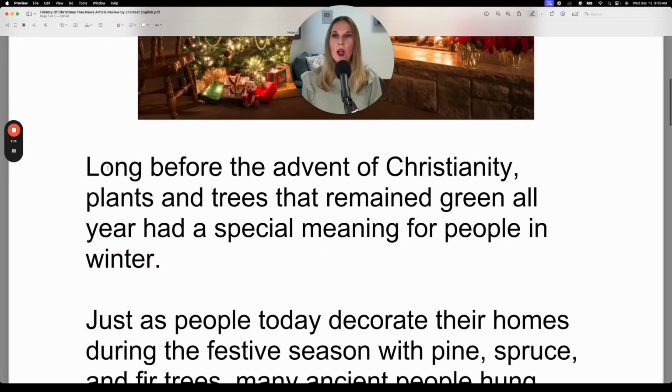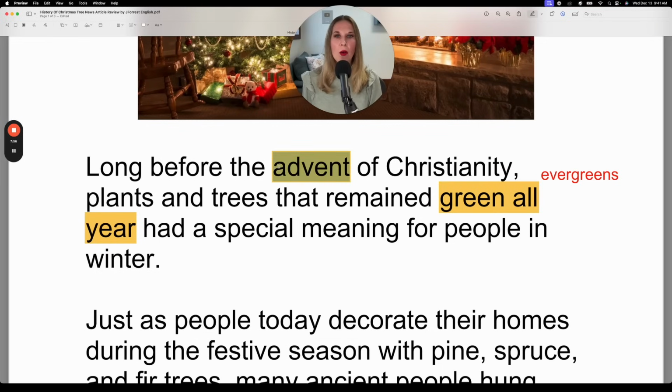Let's continue. Long before the advent of Christianity, plants and trees that remained green all year had a special meaning for people in winter. There's a name for plants and trees that remain green all year. Do you know what the name of that category of plants or trees is? Evergreens. So we have the word green, and it's plural because I'm talking about all of them. So as a category, evergreens, and ever because they're always green, forever, evergreens.